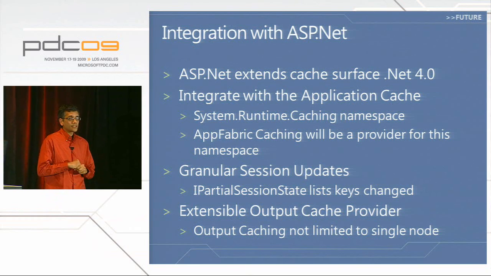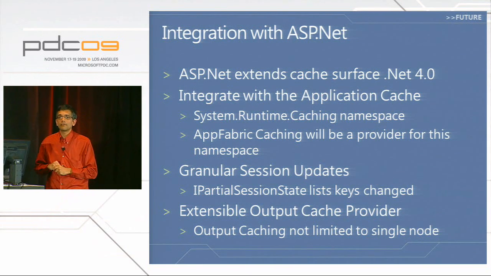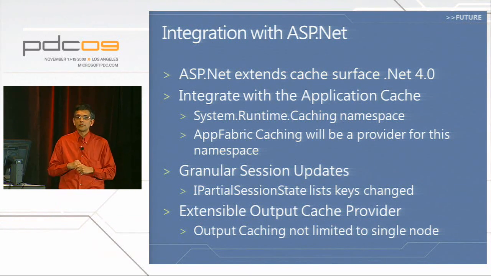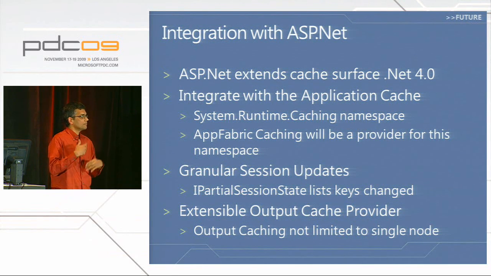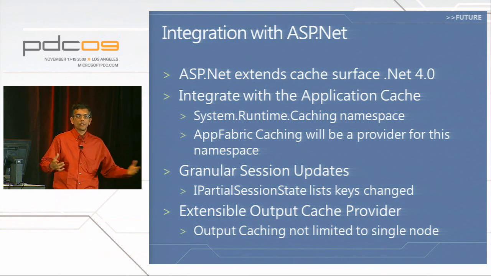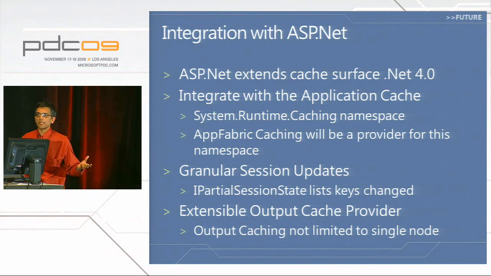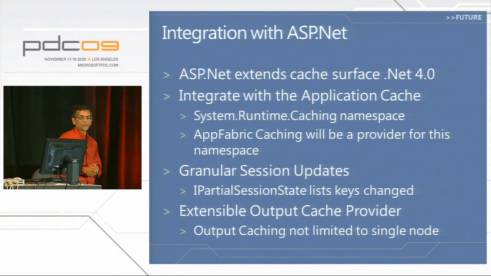Another big ask from the ASP.NET team is to have Velocity as an output cache as well. So today, ASP.NET outputs the dynamic pages or static pages into the local cache. But if you can throw it into Velocity, then you can share it across all the machines, and you get a much, much bigger memory to cache all your output pages. That's something we may get out sooner.